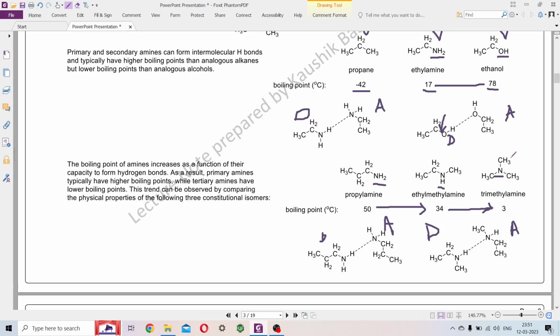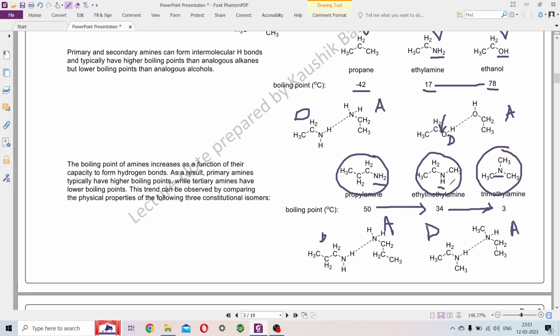So it cannot donate any hydrogen bond, and that is why the intermolecular force of attraction by virtue of hydrogen bonding is much stronger for the primary and the secondary amine, but much lesser due to the absence of the same intermolecular hydrogen bond for the tertiary amine. Okay, so that is a problem that we have, and therefore we expect the boiling point of the tertiary amine to be much lesser compared to both secondary and primary amine.